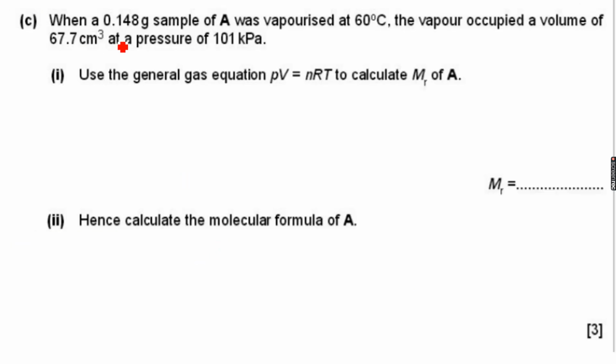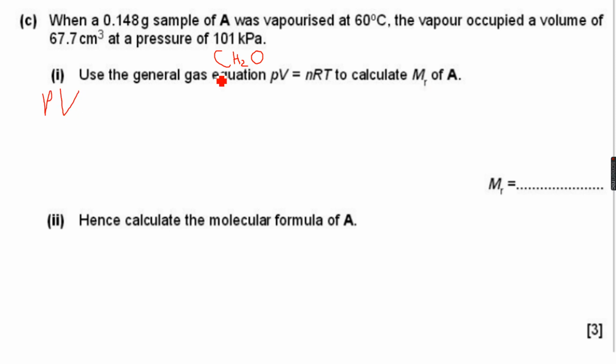When a 0.148 gram sample of A, so we are given CH2O as the empirical formula of A. This is the empirical formula of A, okay? So when a 0.148 gram sample of A was vaporized at 60 degrees Celsius, the vapor occupied a volume of 67.7 centimeter cube at a pressure of 101 kilopascals, okay? Use the general gas equation PV is equal to nRT to calculate Mr of A.